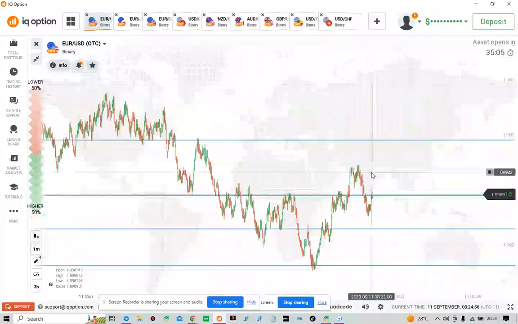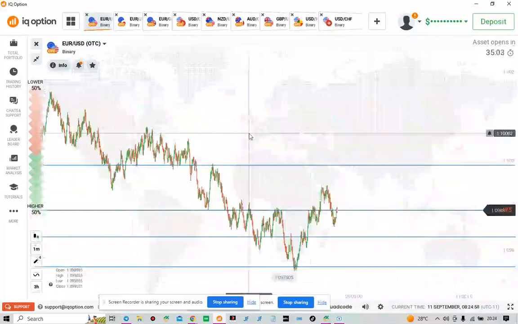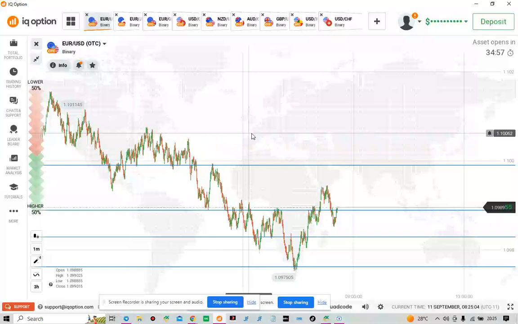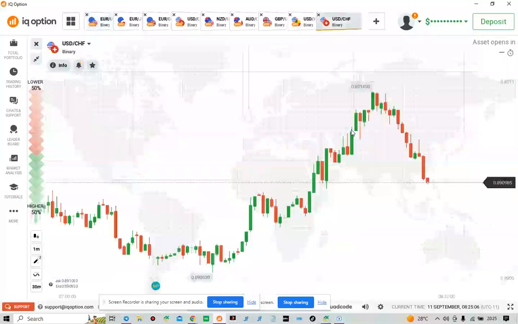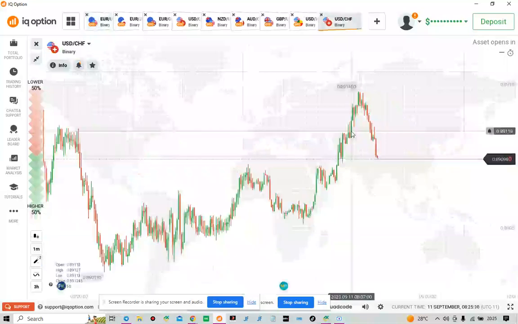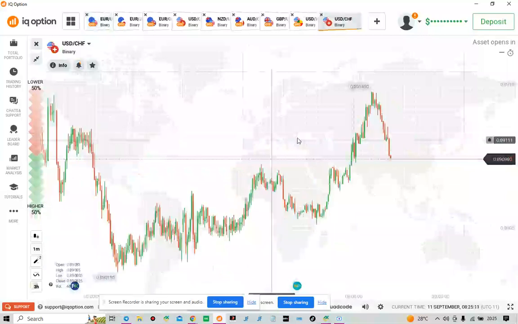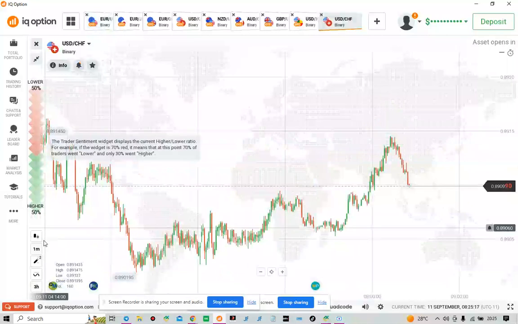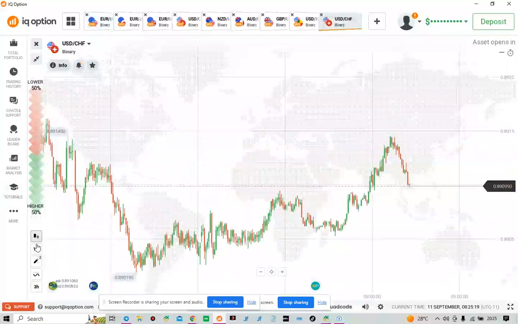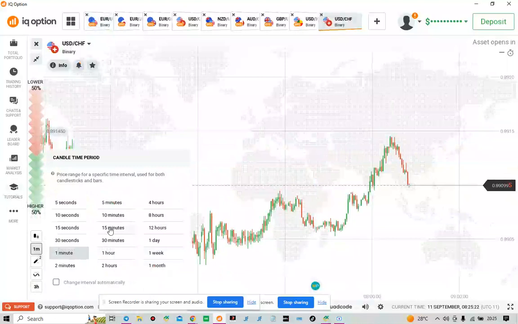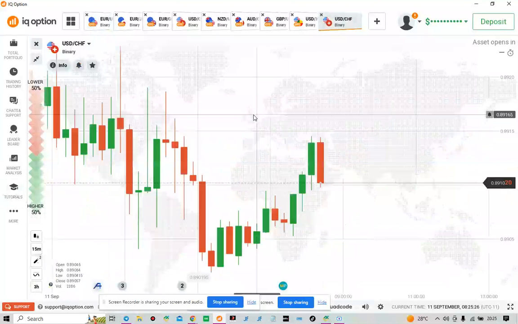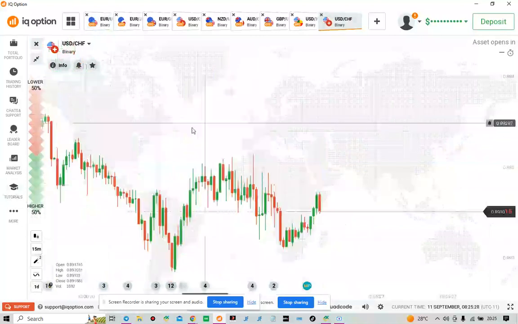You can see this is how you analyze the market, and this is how you can easily predict the next candlestick or next price action. I think I took a trade on USD CHF today. I want to show you a quick strategy I use on USD CHF. I use the 15-minute chart to analyze.